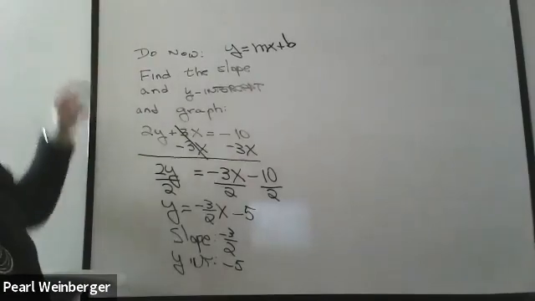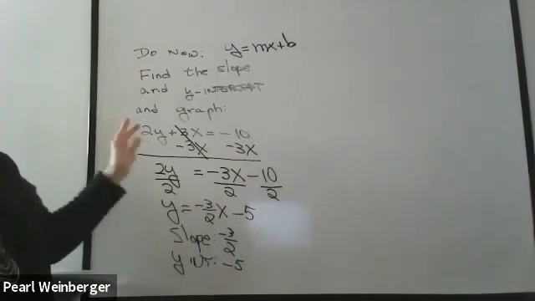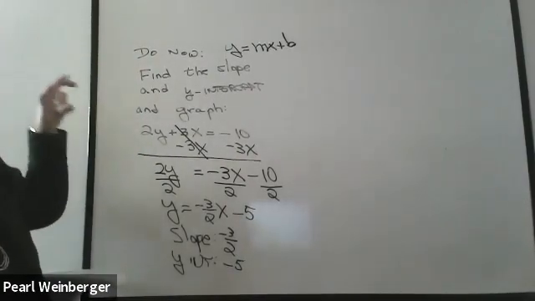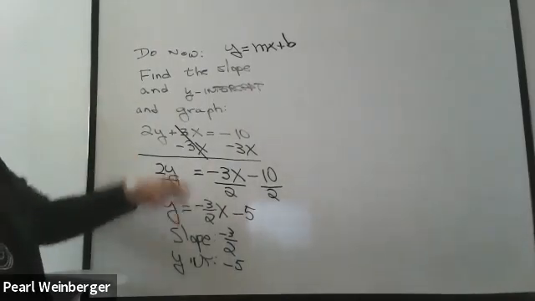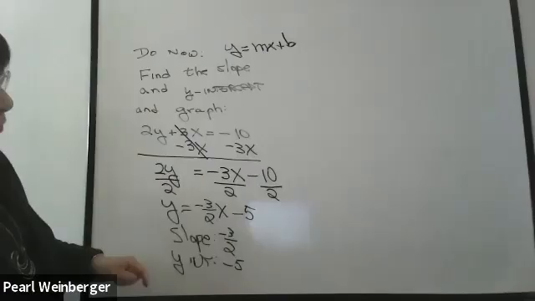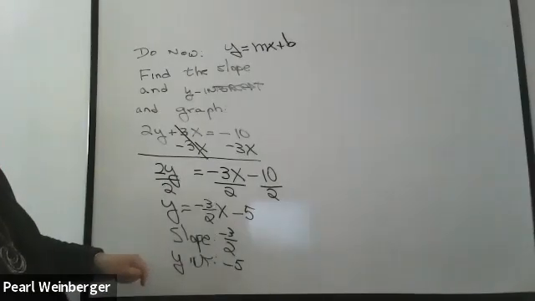By putting the equation, if it's not y equals, then the first thing you have to do is get the y alone, and then you're going to find the number in front of the x is going to be the slope, and the number that stands alone is going to be the y-intercept.